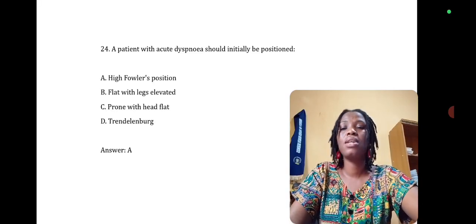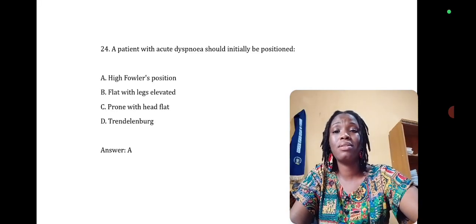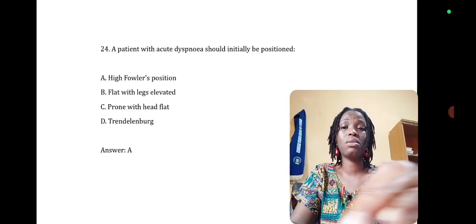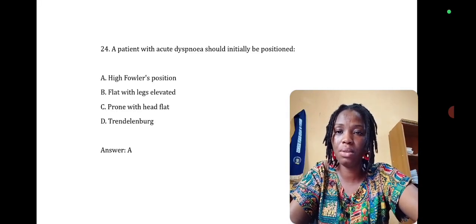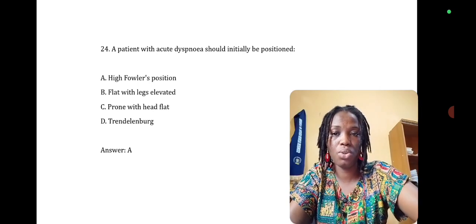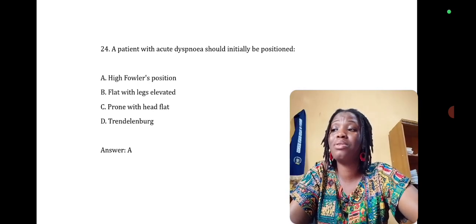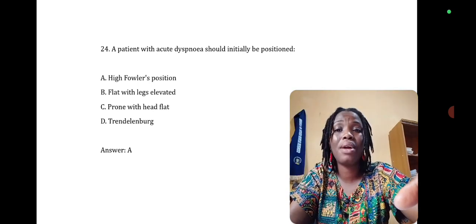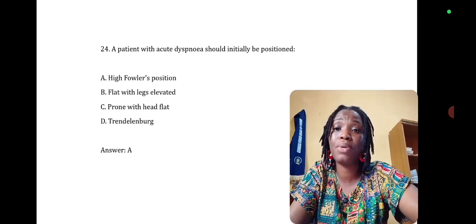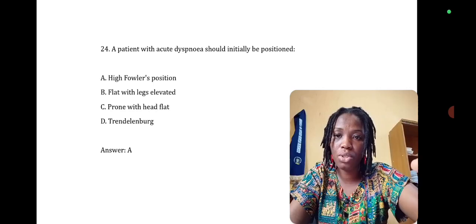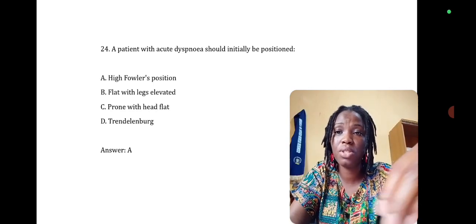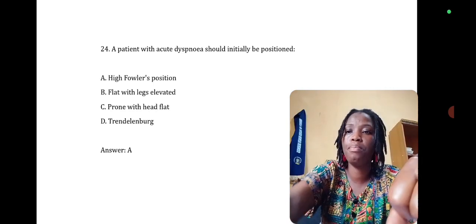position. That's sitting upright, 60 to 90 degrees. It could be a complete 90 degrees, it could be 60 degrees, but between 60 to 90 degrees is high Fowler's position. Anybody in dyspnea as a result of pulmonary congestion, pulmonary disorders, any disorder that is bringing about difficulty in breathing, once you put the patient in cardiac position, or high Fowler's position, the breathing pattern will be relieved.